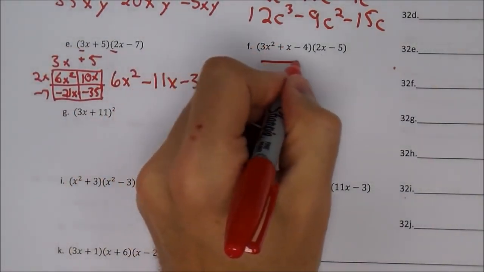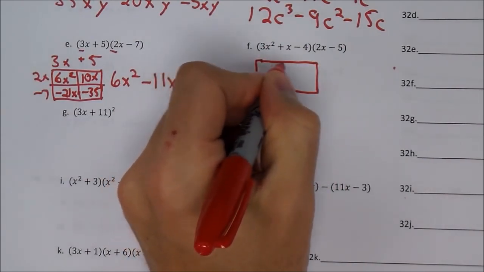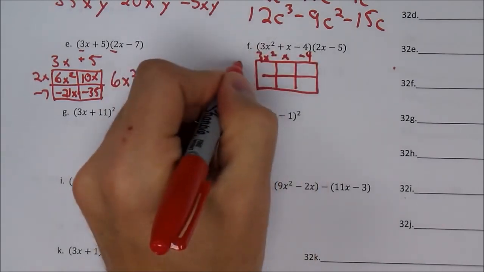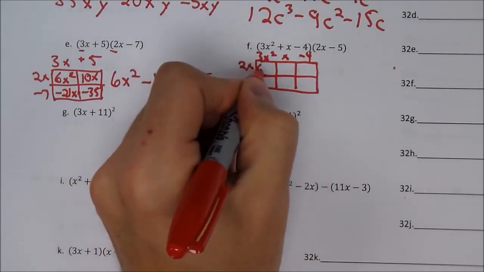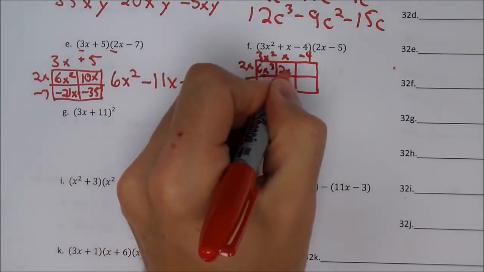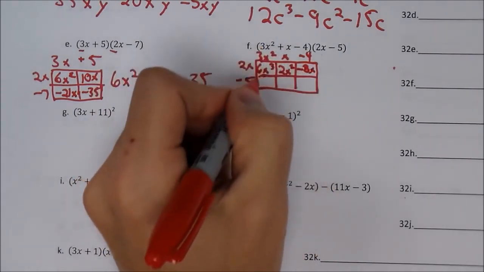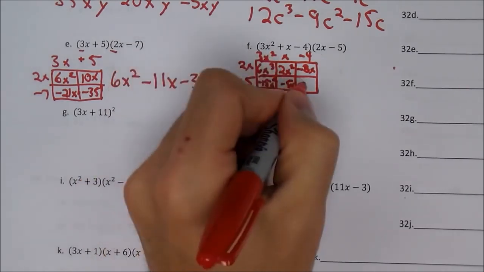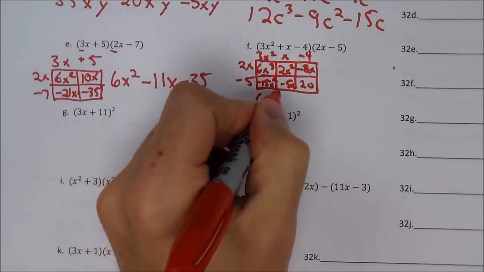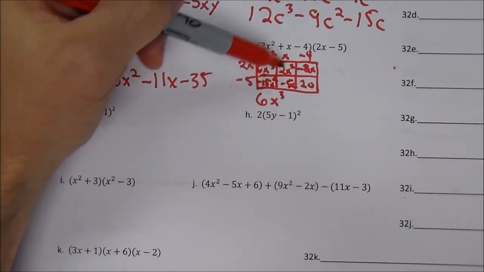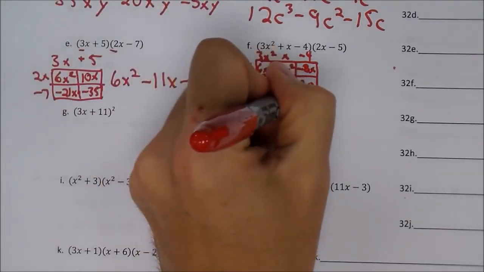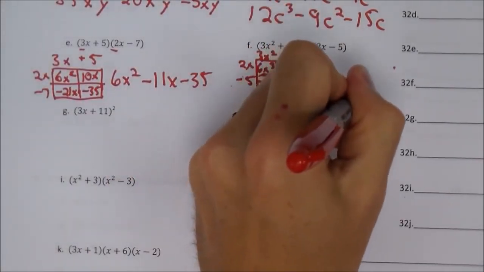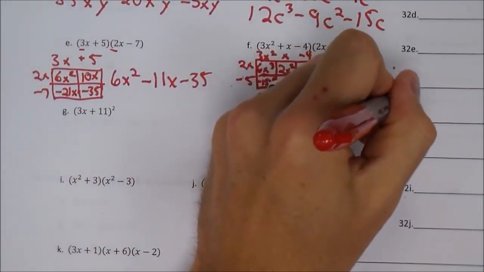For f, I'm going to make a 3 by 2 box because I have 3 terms in one of my polynomials. And that's going to be 3x squared, x and minus 4, 2x and minus 5. So I have 6x to the third, 2x squared, minus 8x, a negative 15x squared, negative 5x, and a 20. So combining like terms, I get 6x to the third. We have a negative 15 and a 2 for our x squared coefficients, so that's negative 13x squared. A negative 5 and a negative 8 is a negative 13x, and then last plus 20.